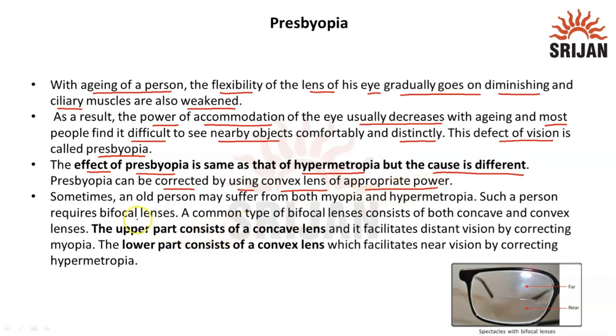Now, there are a few cases where an old person may suffer from both myopia as well as hypermetropia. Such a person requires bifocal lenses. Bifocal lenses means a lens that consists of both a concave as well as a convex lens. The upper part consists of a concave lens and it facilitates distant vision by correcting the myopia, and the lower part consists of a convex lens which facilitates near vision by correcting the hypermetropia.